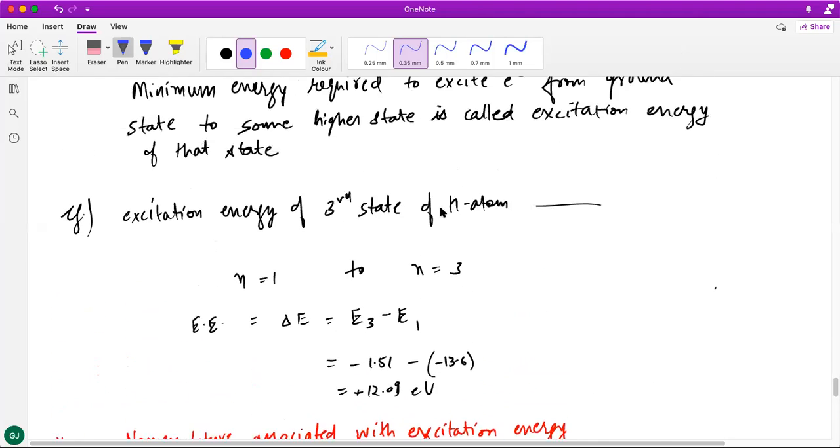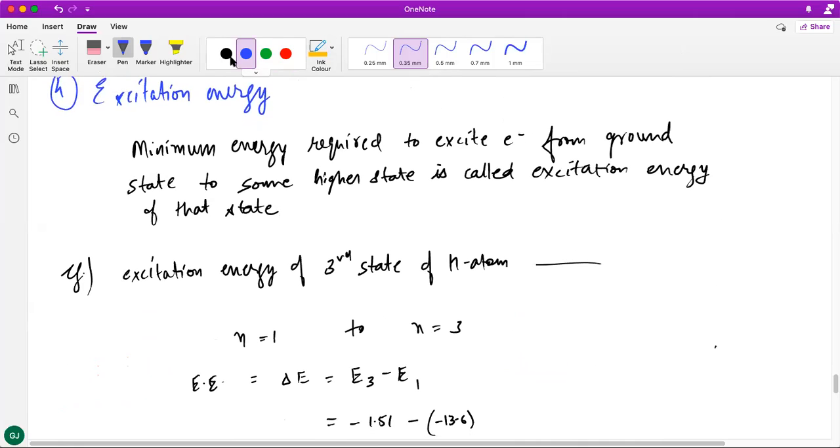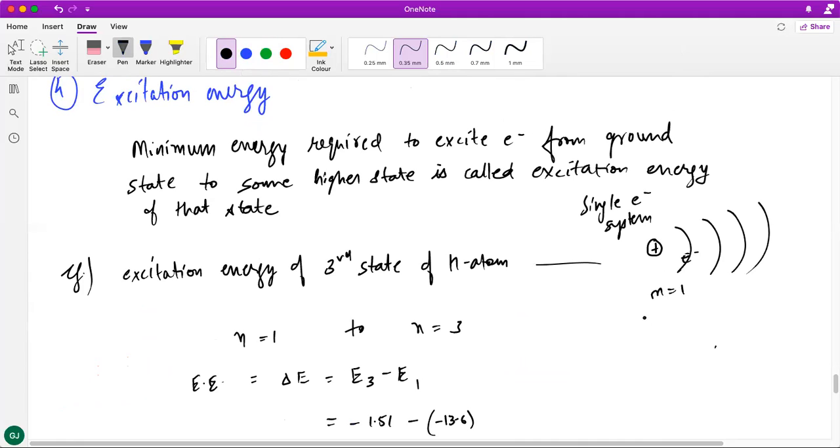So excitation energy, notice that here, let me put it in the perspective of a diagram. Nucleus, with energy levels around it. Now a single electron system, naturally the electron will be found in n equal to 1, the lowest energy orbit, lowest energy state. Now when you supply photons to this atom, they can either ionize this electron or they can excite this electron.